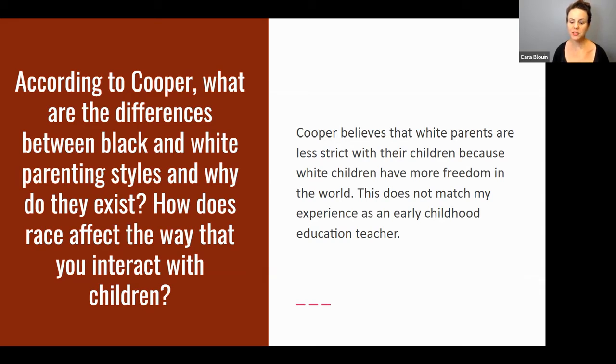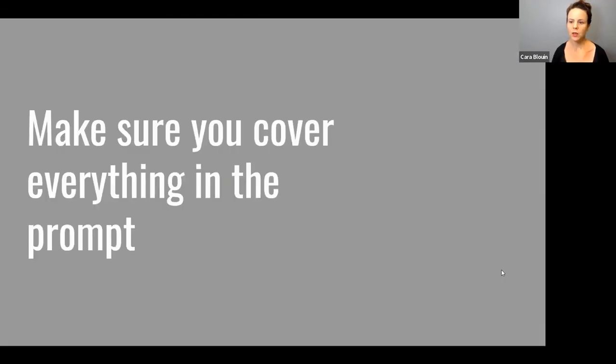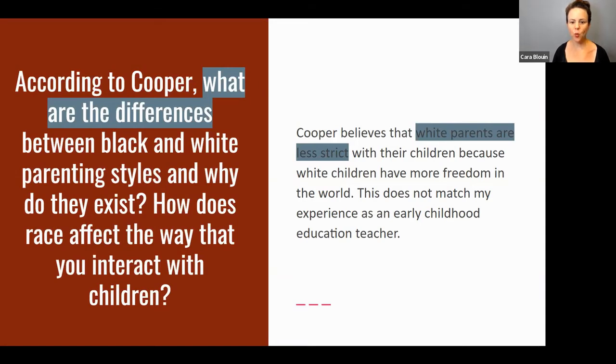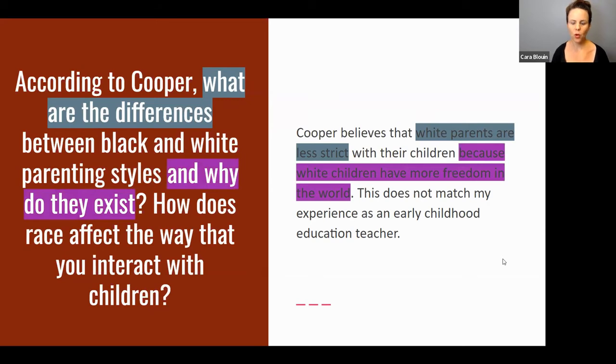Cooper believes that white parents are less strict with their children because white children have more freedom in the world. This does not match my experience as an early childhood education teacher. In this introduction, I was careful to cover all 3 of the questions that are in the prompt. What I mean by that is that I answered the first question, what are the differences? I said white parents are less strict. Why do they exist? Because white children have more freedom. And how does race affect the way you interact with children? This does not match my experience.